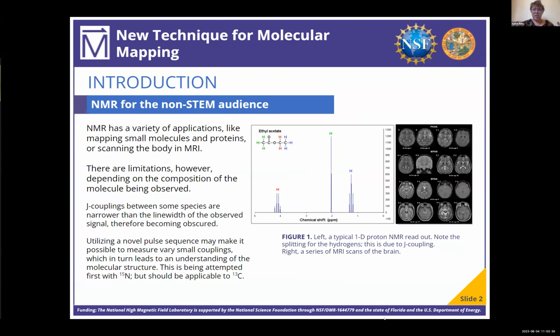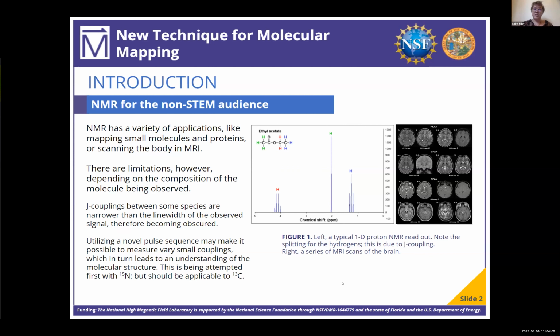So for those of you on the call who aren't super familiar with what NMR, or nuclear magnetic resonance, is, you're probably more familiar with it as MRI in the medical field. It's often used in chemistry to identify unknown compounds, so structural information. For example, in an organic chemistry class, you're often given a proton NMR spectra and a carbon-13 spectra, and you're told, figure out what you have.